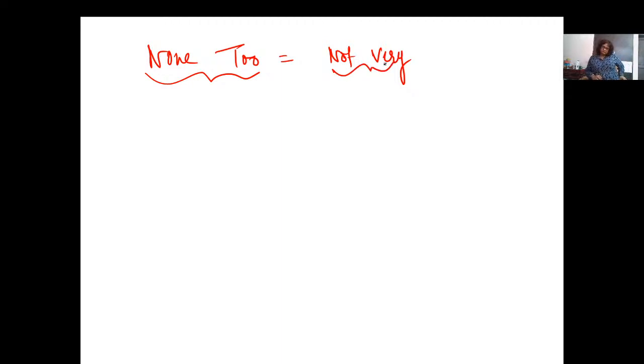None too. Clear? Okay. What's the meaning of none too? None too means not very. After none too, we can take a positive word as well as a negative word. There will be no problem. So none too can be used with a pleasant adjective as well as an unpleasant adjective.